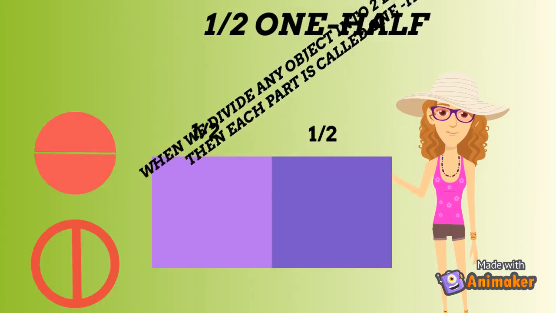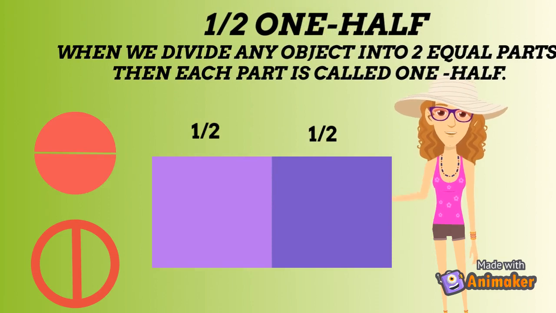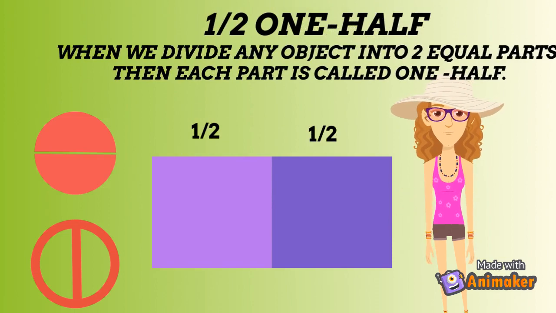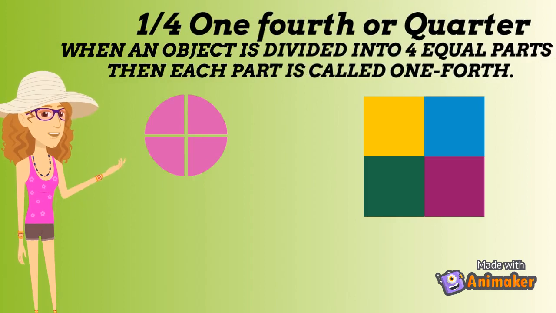1/2. When we divide any object into 2 equal parts, then each part is called 1/2. 1/3. When an object is divided into 3 equal parts, then each part is called 1/3. 1/4 or quarter. When an object is divided into 4 equal parts, then each part is called 1/4.